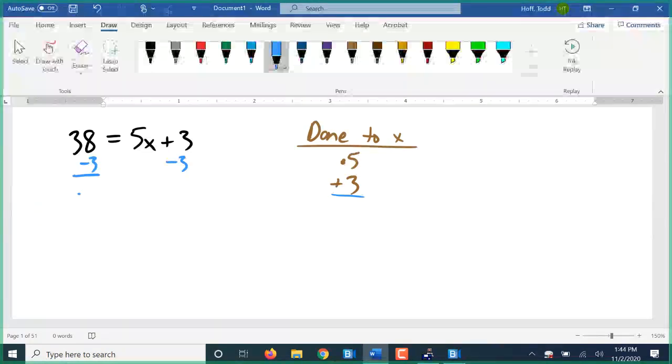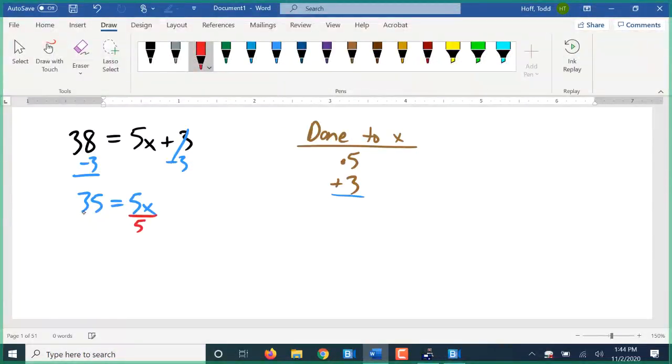38 minus 3 is 35. 5x plus 3, well, the 3 cancels out, so we just have 5x. Now we need to get rid of the 5. 35 divided by 5 is 7. 5's cancel out, we just have x. So 7 equals x. Any questions?